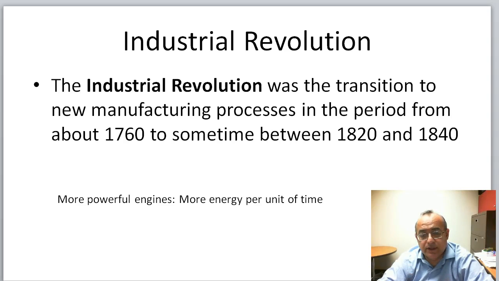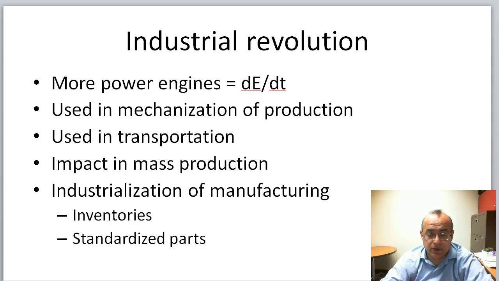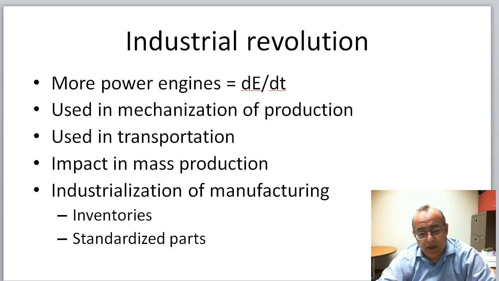And with that, we started to have different challenges in terms of manufacturing and distribution. With the Industrial Revolution, as I said, we enter a period in which the machines were more powerful, and we're using those for the mechanization of production and the mechanization of transportation, and with that we created inventories and standardized parts that were interchangeable, and that allowed for large quantities to be produced.